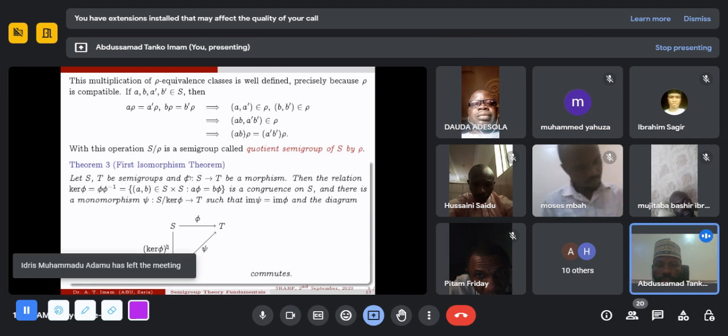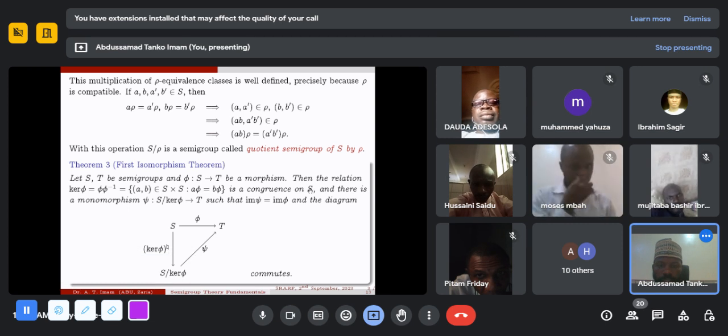If phi is a morphism between two semigroups, then the kernel of phi will always be a congruence on the domain, the semigroup S. So we have a congruence, which means I can use the kernel of phi to form a quotient of S. This quotient semigroup exists because the kernel is a congruence. Then there is a monomorphism psi from S by kernel of phi into T, which means S by kernel of phi is isomorphic to T, such that the image of this monomorphism is equal to the image of phi, and the diagram here commutes.